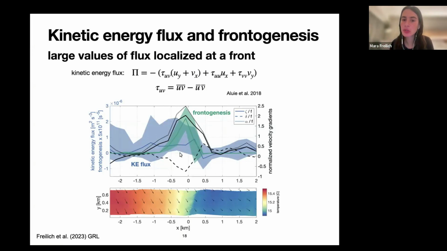And then we can use coarse graining to look at the kinetic energy flux, and we find that the kinetic energy flux is significantly positive right at the front. And so these are some of the first direct observations of kinetic energy flux being localized at submesoscale, and really direct observations of kinetic energy flux in the ocean.